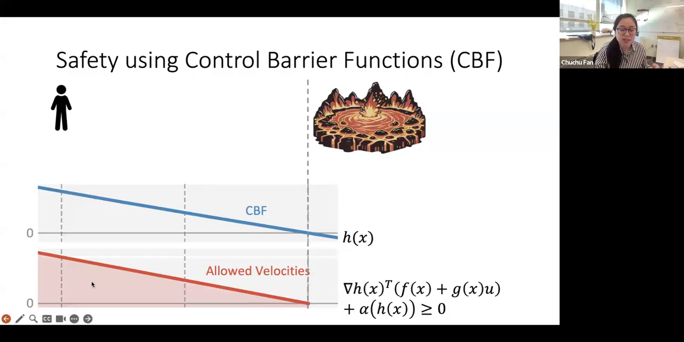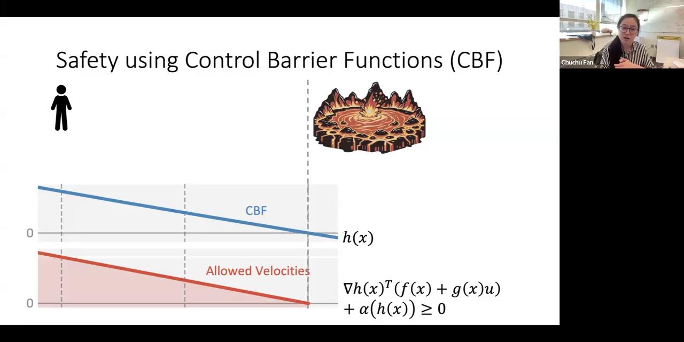Now, it's pretty easy to understand using this example that the allowed velocity is, of course, going to decrease when they are getting close to the lava pool, and it has to be zero when it's at the barrier. And the further we are away from the lava pool, the more velocity we are allowed to have, because we have some distance to make a stop. This is just assuming there's a single integrator as the underlying dynamics. So that is my mini lecture. Hopefully now you understand what a control barrier function is.